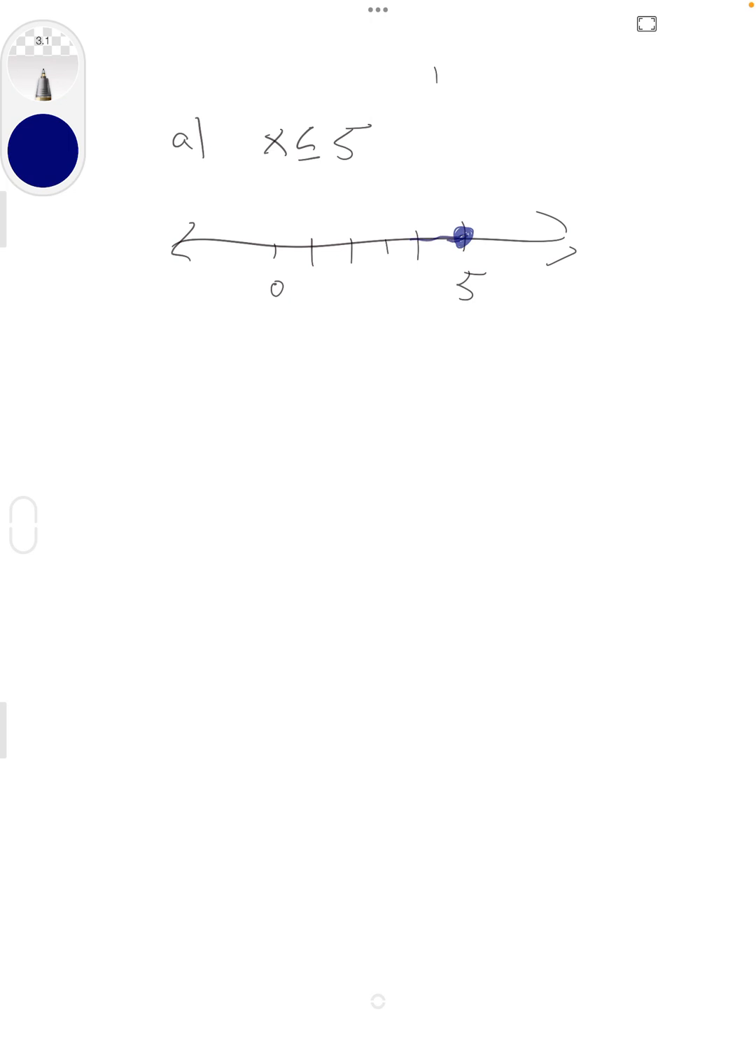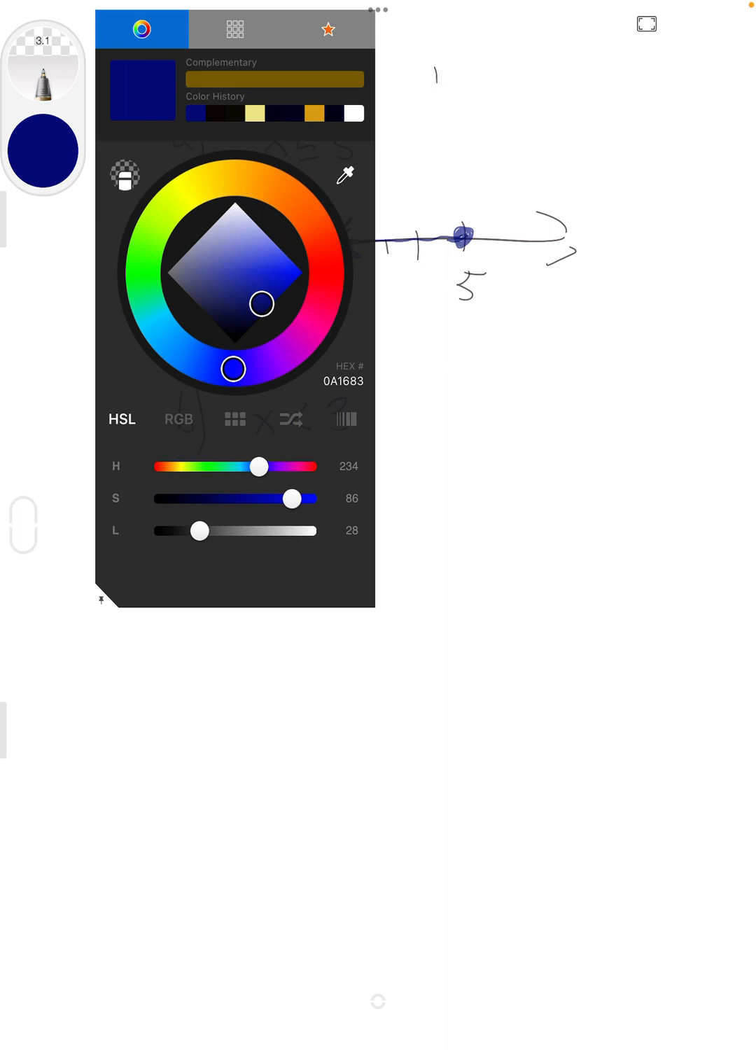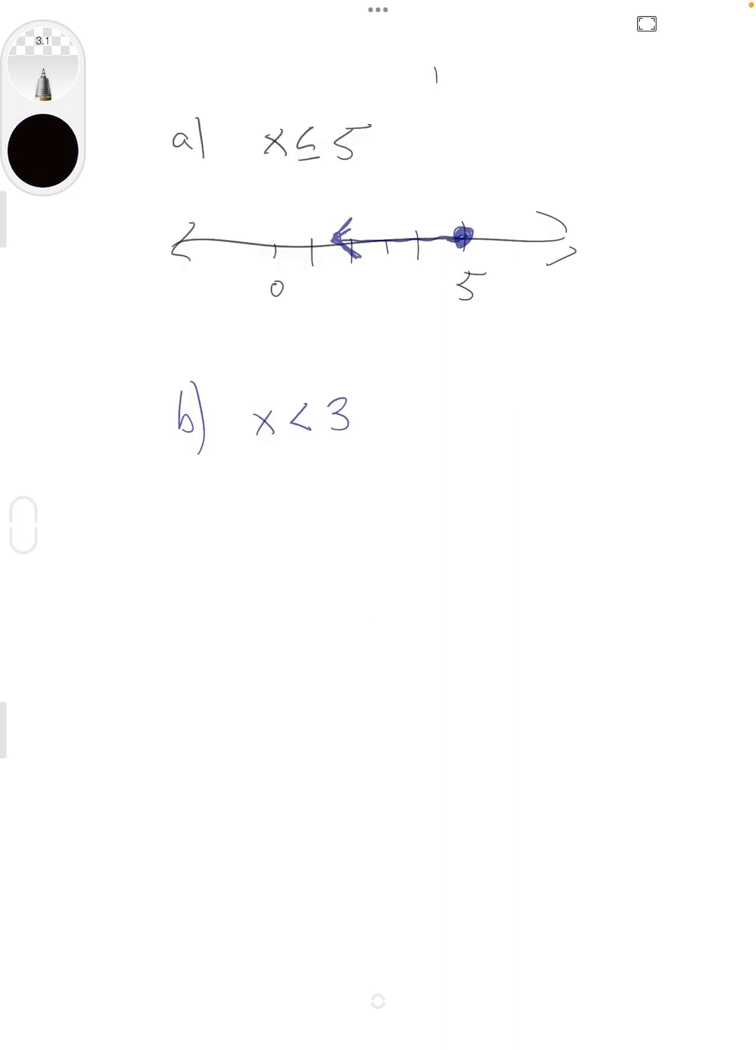And a solid line, and it's an arrow going to the left. Okay, now if I said, let's try problem B where x is less than 3, for example, I'm going to draw a number line. 1, 2, 3, 4, 5, 6. Okay, let's make this 0. So that's 1, 2, 3, 4.